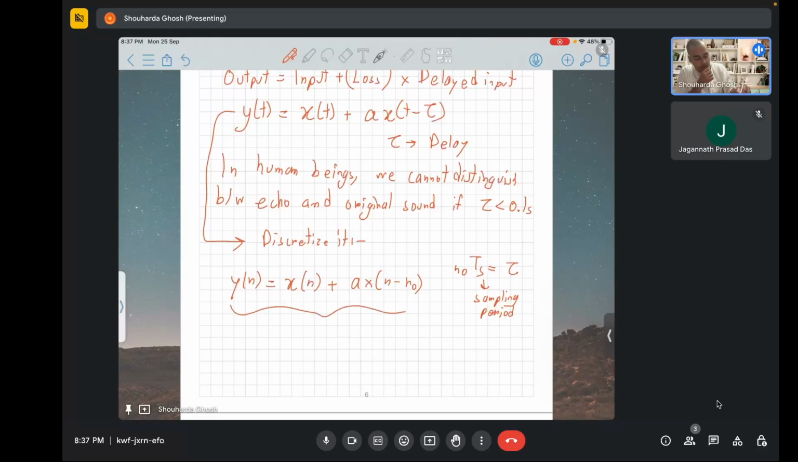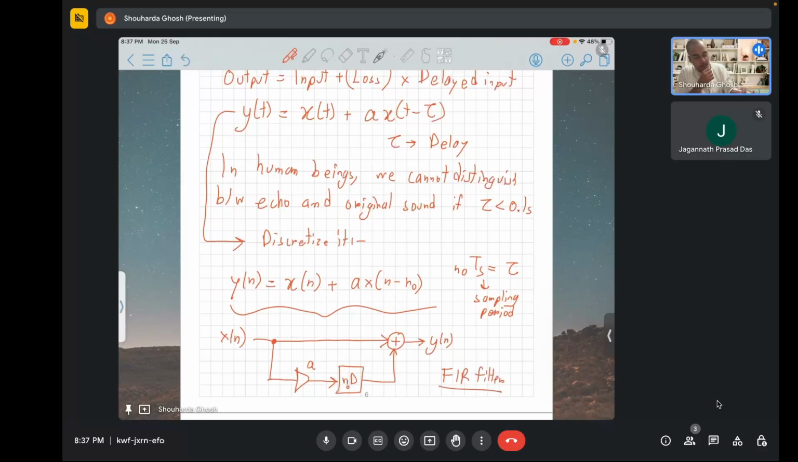So how does it look? You have x[n], then a loss followed by a delay and then an addition. Okay, so it's not just a one sample delay, it's an n naught sample delay. We add them and we get y[n]. So you observe that it's an FIR filter kind of a response.